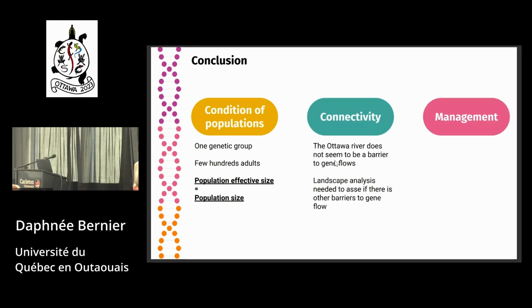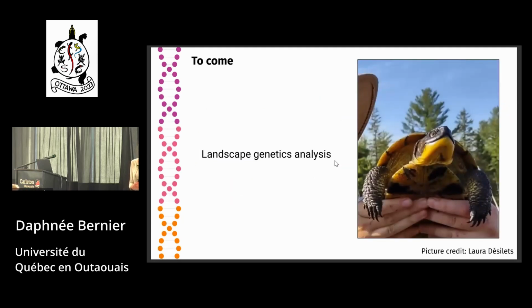On a connectivity level, the Ottawa River does not seem to be a barrier to gene flow, but I need to do more landscape analysis to see if there are any barriers. And finally, on a management level, it is not too late since we only have one genetic group, but we might need to act, for example with reproduction, movement tracking, etc. What comes next is the landscape genetic analysis, which I will quickly present to you.